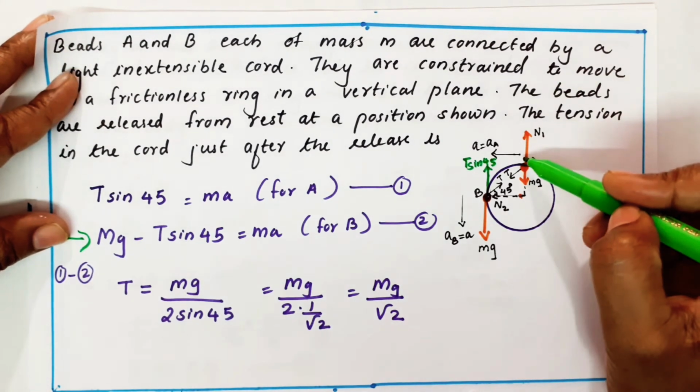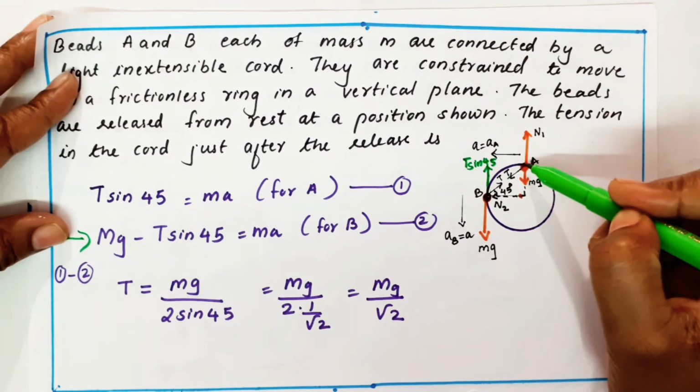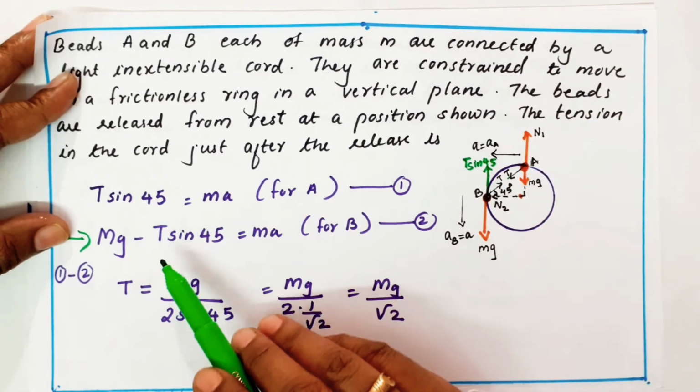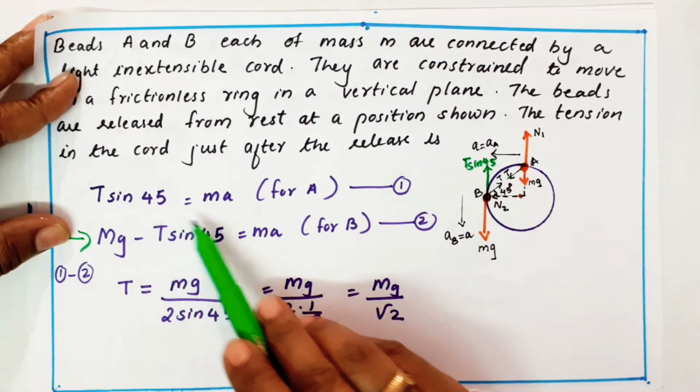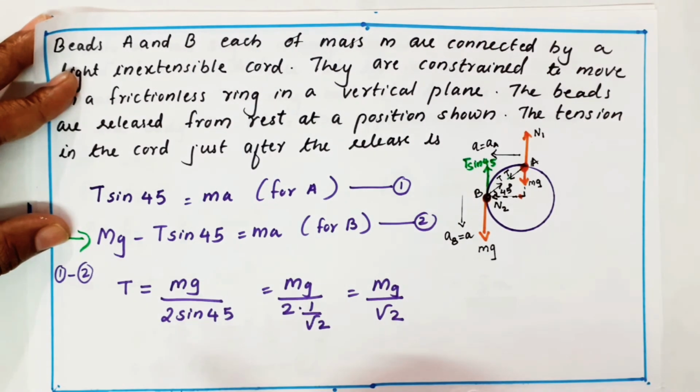But if you take this one, this is your tension. This also is 45 degree. So I can take a pseudo force in the opposite direction, so that I can write here also T sine 45 is equal to ma.